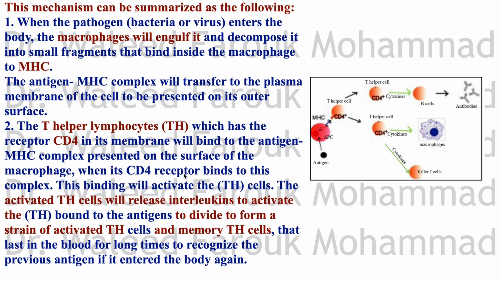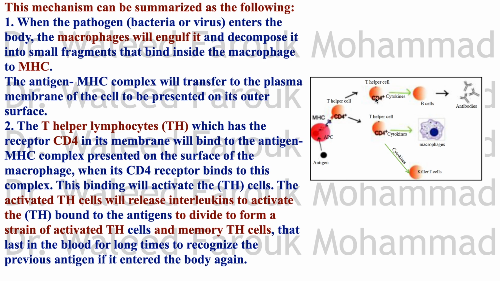ده لما يبقى يتحد مع الانتيجين antibody complex زي ما انتم شايفين هنا، ده will activate T helper cells. طب ما لما السيلز تبقى activated هيحصل ايه؟ will release interleukins to activate the T helper cells bound to the antigens to divide to form a strain of activated T helper cells. يبقى تاني السي دي 4 لما يتحد مع الانتيجين major histocompatibility complex will activate T helper cells.